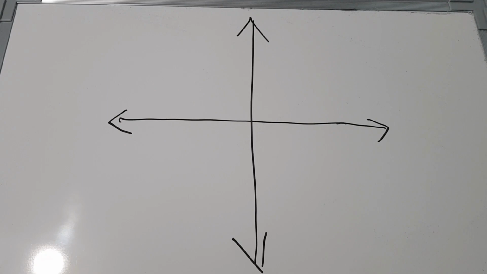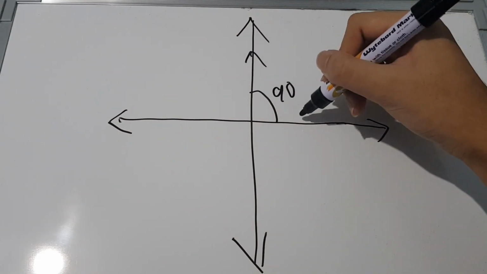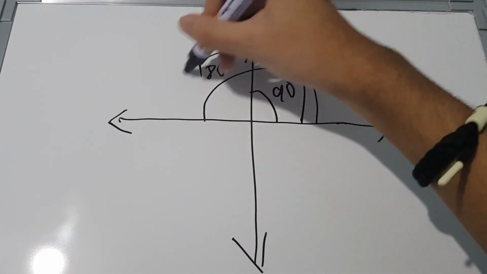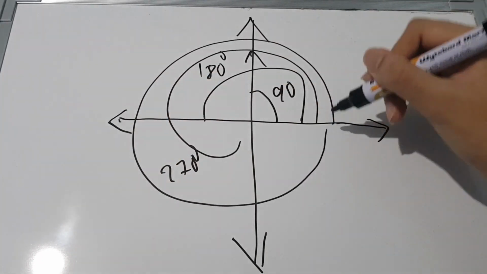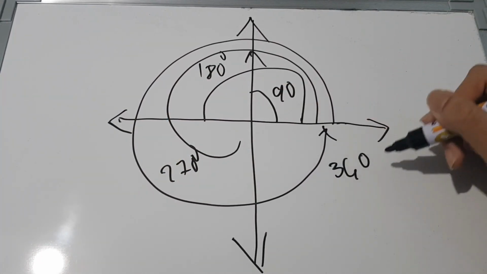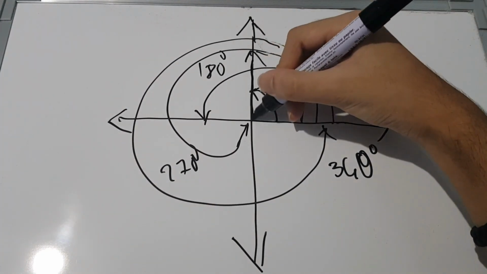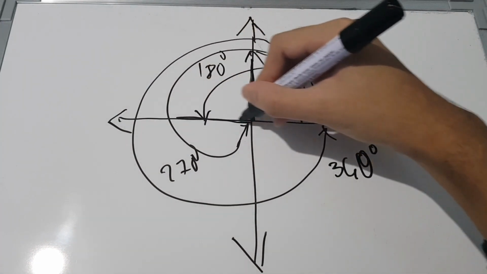Quadrantal angle. A quadrantal angle is an angle in which the terminal side coincides with one of the axes in the coordinate system. This means that this is our 90, our 180, our 270, and our 360 degrees. Their terminal sides coincide with either the y-axis or the x-axis.